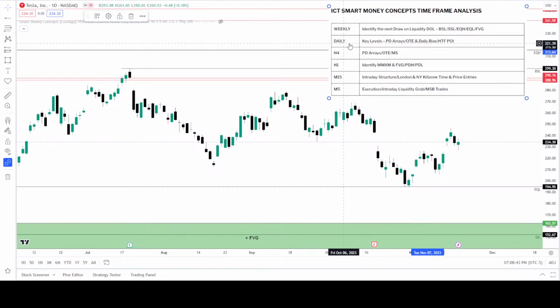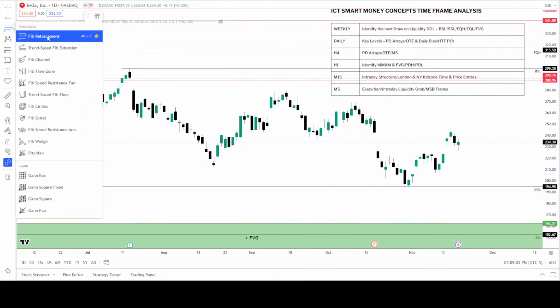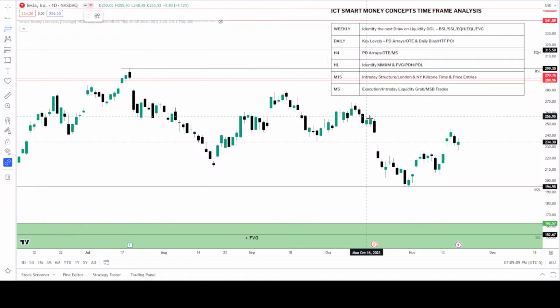So when we're looking at the daily chart, we're looking at key levels, we're looking at premium and discount arrays. We're looking at the most recent optimal trade entry. We're looking for to develop a bias, and then we're also looking at high time frame points of interest. Okay, so I switched out one of my Fibonacci tools, or I just added a setting on it to help me with premium discount. And so this is something you can use as well.